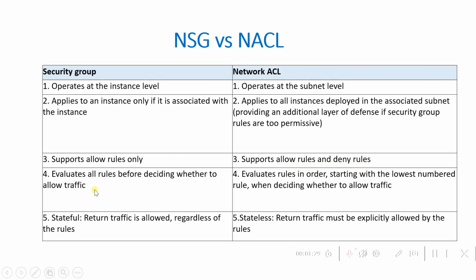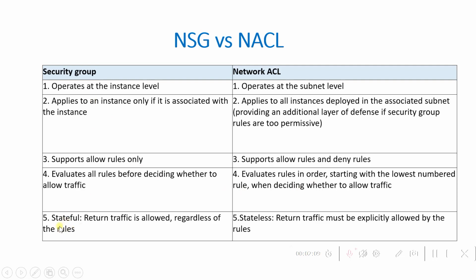And the fourth point is that a security group evaluates all rules before deciding whether to allow traffic. So it checks all the rules to decide if the traffic should be allowed or not. And in a Network Access Control List, it evaluates rules in order, starting with the lowest numbered rule when deciding whether to allow traffic or not. So it follows the sequence like 1, 2, 3, 4, and gives priority to the lowest numbered rule. Because allow rules and deny rules can both be configured in a Network Access Control List.